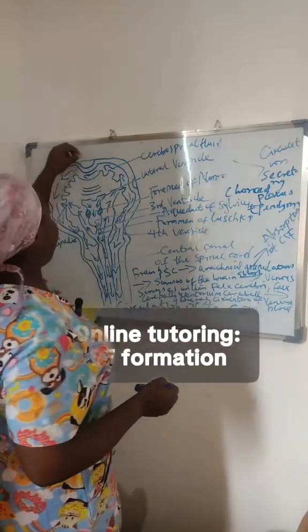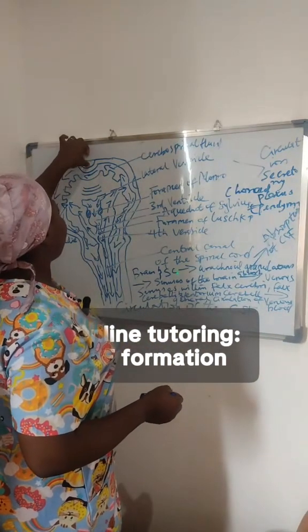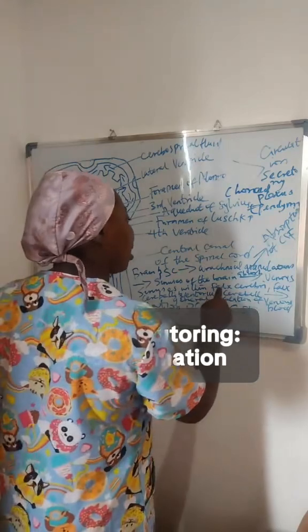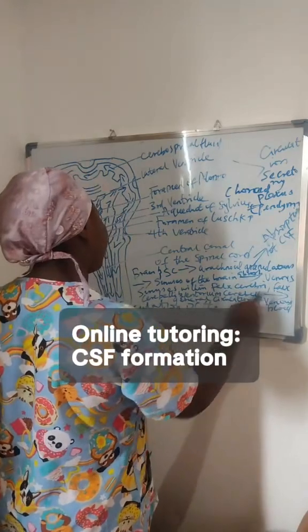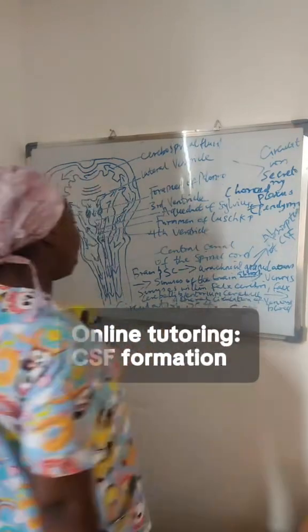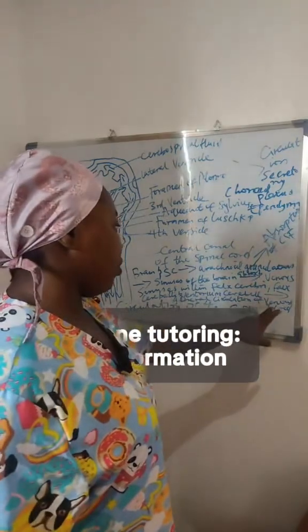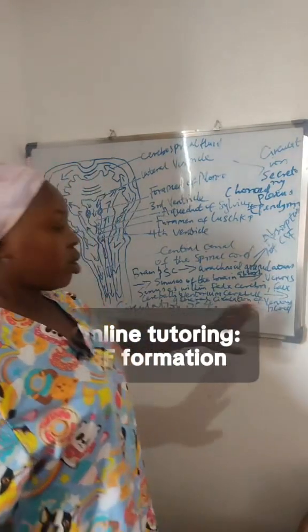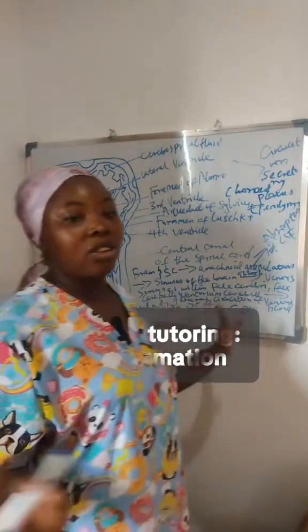See the falx cerebri here. It passes through the falx cerebri, falx cerebelli, and tentorium cerebelli to enter the general circulation of the venous blood.